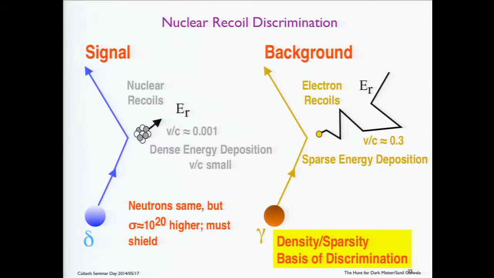So you get a very dense energy deposition for nuclear recoils, which is what dark matter would produce, and you get a very sparse energy deposition for electron recoils, which is what most backgrounds produce. So this key difference is what most experiments use to try to search for dark matter particles. Now, neutrons can also create dense energy depositions because they interact with nuclei, but neutrons are actually very easy to shield, so that's acceptable.